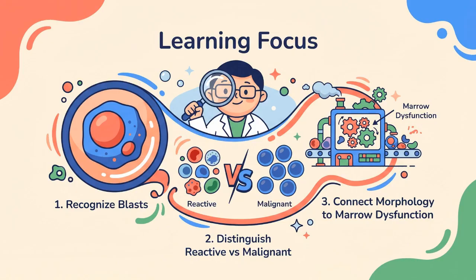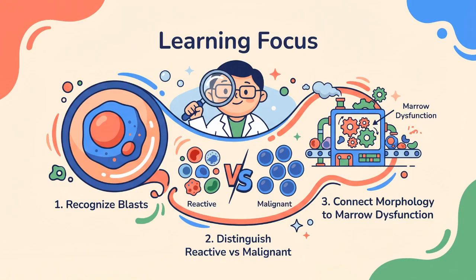Finally, you will learn to connect these morphological observations directly to the underlying marrow dysfunction. The peripheral blood often serves as a window into the bone marrow, and changes observed in circulating cells can provide invaluable clues about the processes occurring within the hematopoietic factory. By the end of this module, you should be able to articulate how specific cellular features correlate with the physiological state of the bone marrow, whether it's a controlled response or an uncontrolled proliferation. This integrated approach to morphology and pathophysiology is essential for any upper-level histotechnologist.